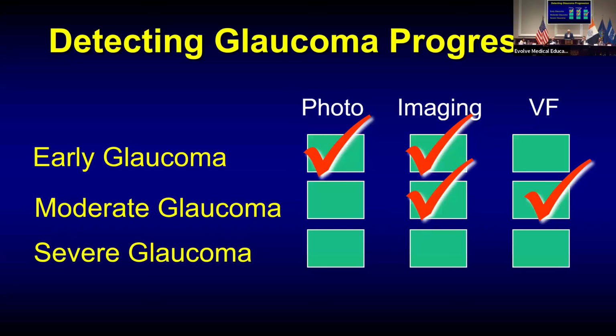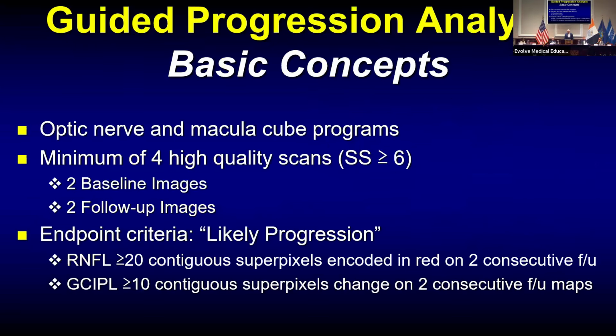Yet in eyes with more severe stages of glaucoma, photography plays less of a useful role, and imaging and perimetry play much more of an important role in detecting further changes. As we approach more severe stages of glaucoma, we tend to rely more on visual field changes. But I think, as we all know, imaging also will play an important role in detecting focal changes, even in eyes with severe glaucoma. And by that, I mean not only in the peripapillary nerve fiber layer, but also in the ganglion cell layer, looking for changes over time as well.